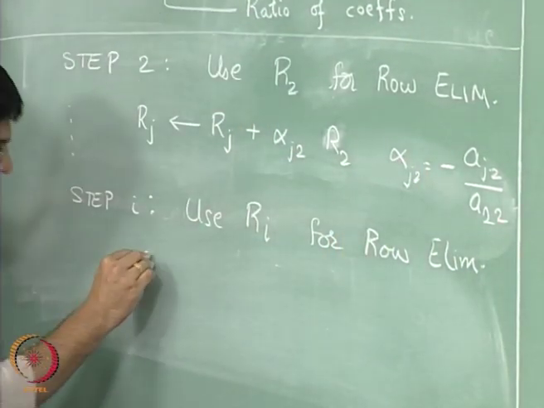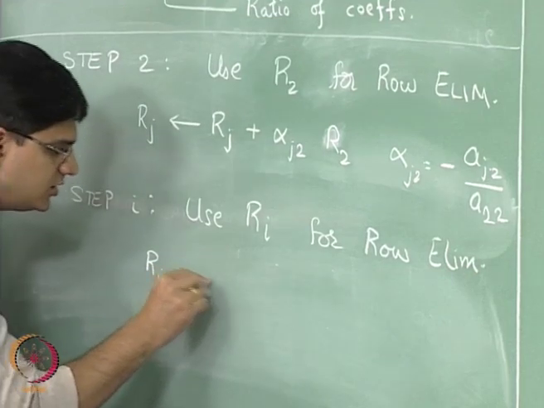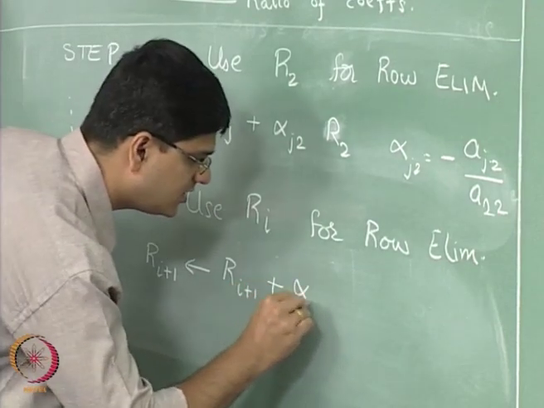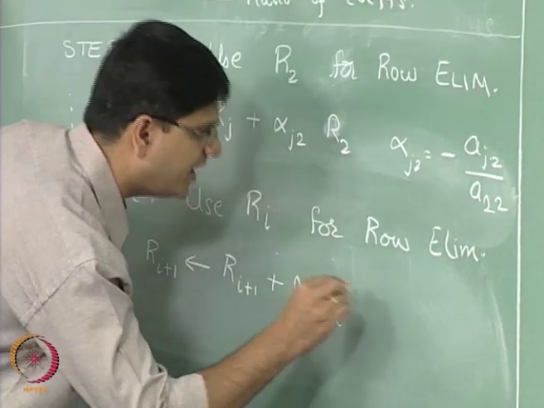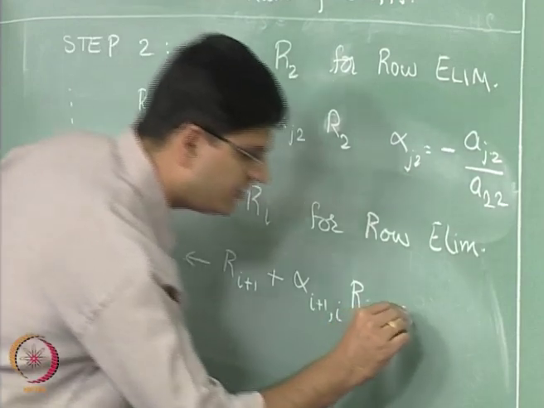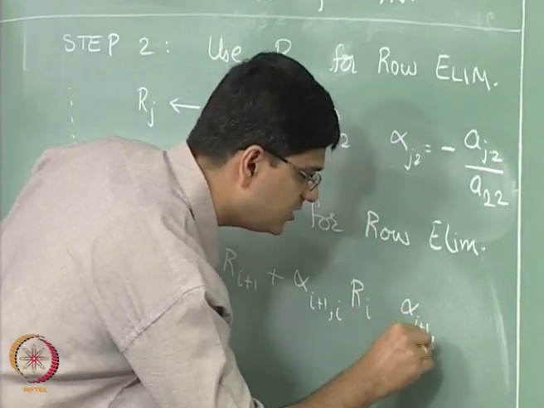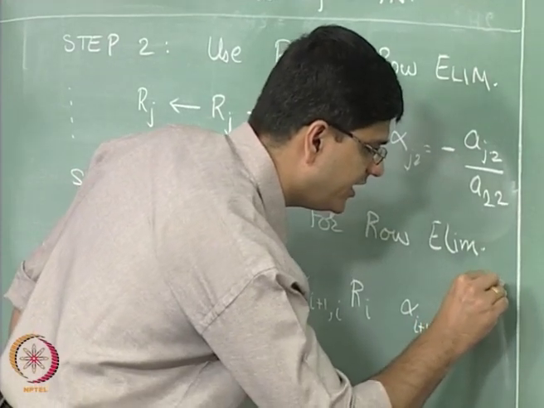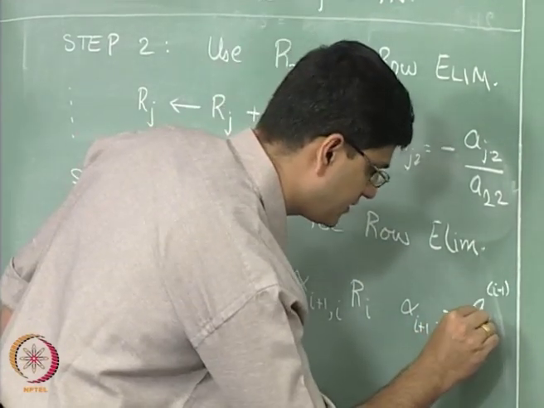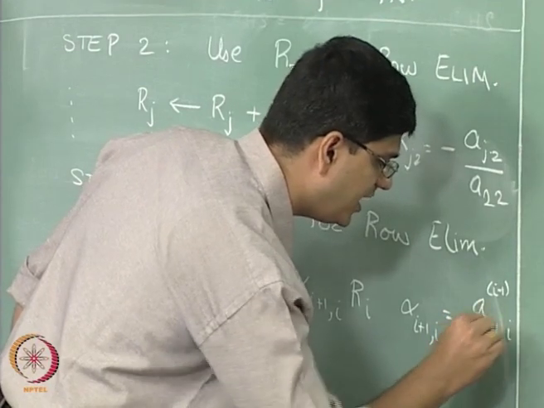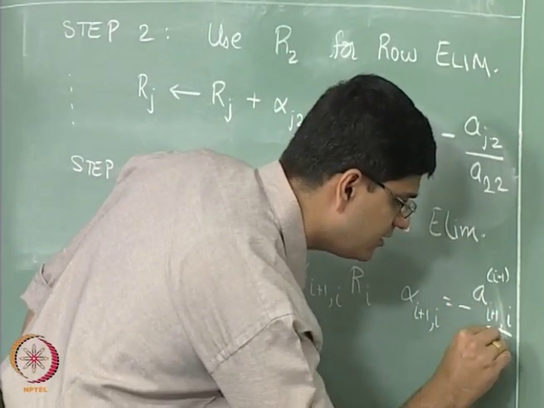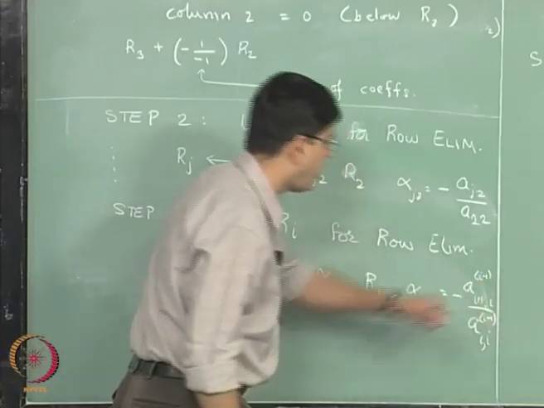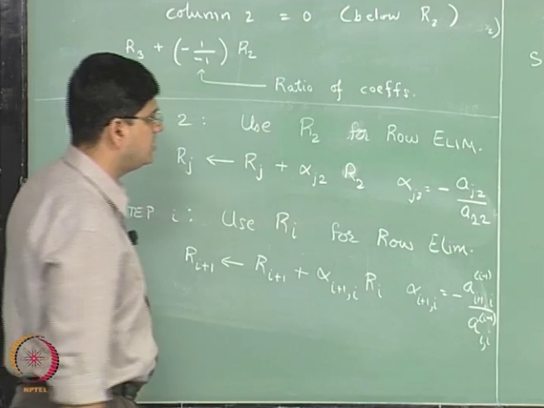Okay. So, R_{i+1} is going to be equal to R_{i+1} plus alpha_{i+1,i} R_i, where alpha_{i+1,i} is going to be equal to minus a_{i+1,i} divided by a_{i,i}, because this has been obtained after i minus 1 row operations.